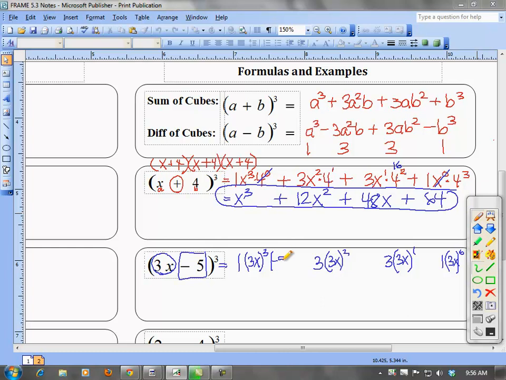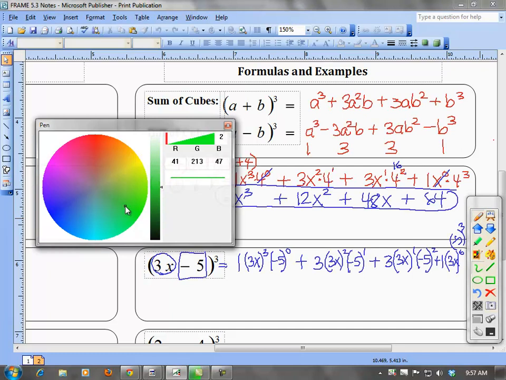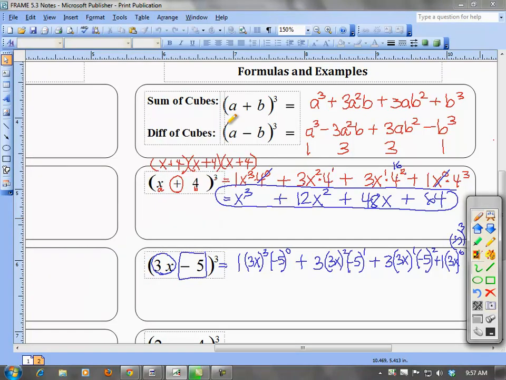So I take -5 to the 0, plus -5 to the first, plus -5 to the second, plus, I'm running out of space, -5 to the third. Sorry about that. Let me change my color again. Let's get a color we can see. Anything to the 0 power, we said cancel it out because it won't affect our answer.